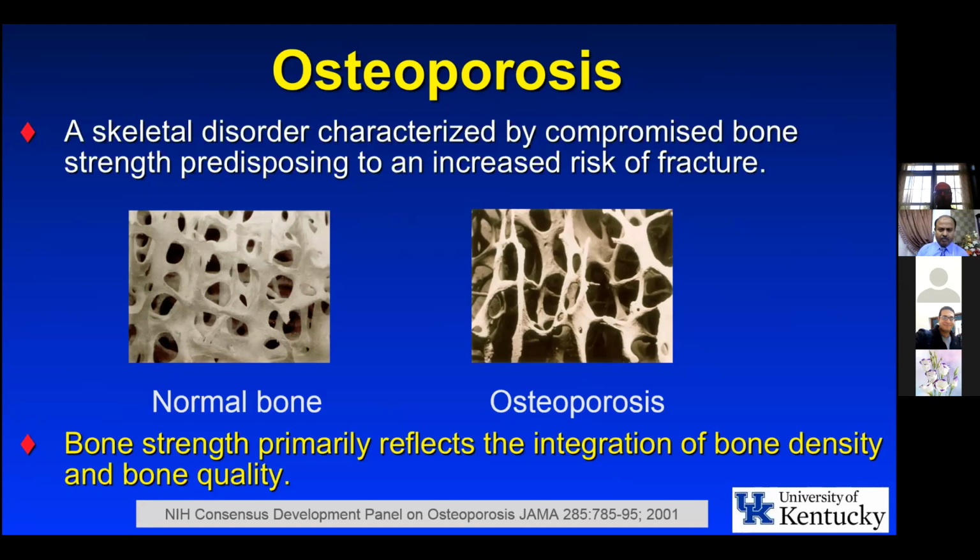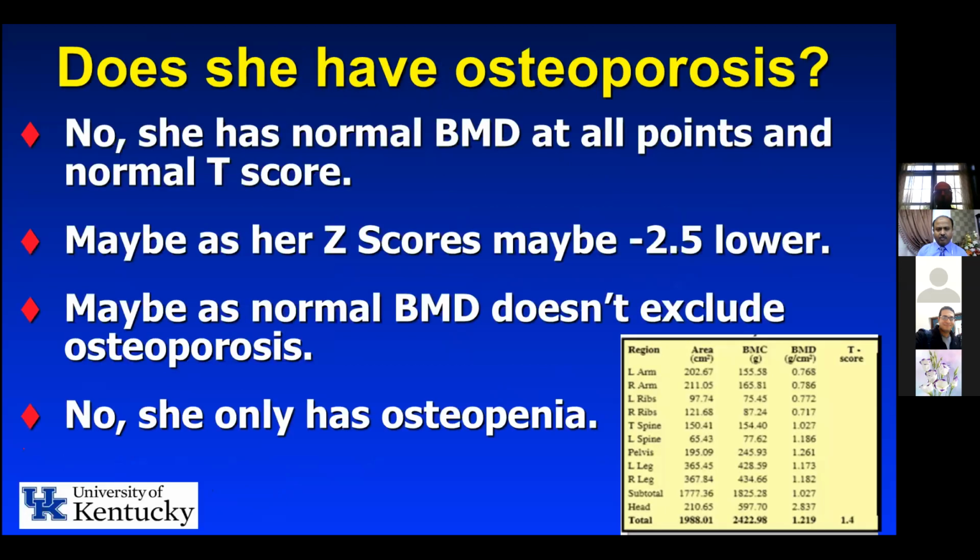That's a very interesting definition. So osteoporosis is not only low BMD, it's not only T-scores of less than -2.5. Osteoporosis is compromised bone strength that increases the risk of fracture, and doesn't only reflect bone quantity or density, but also bone quality. So the first option here is out. Okay, let's discuss the second option: maybe, as her Z-scores may be less than 2.5 or lower.